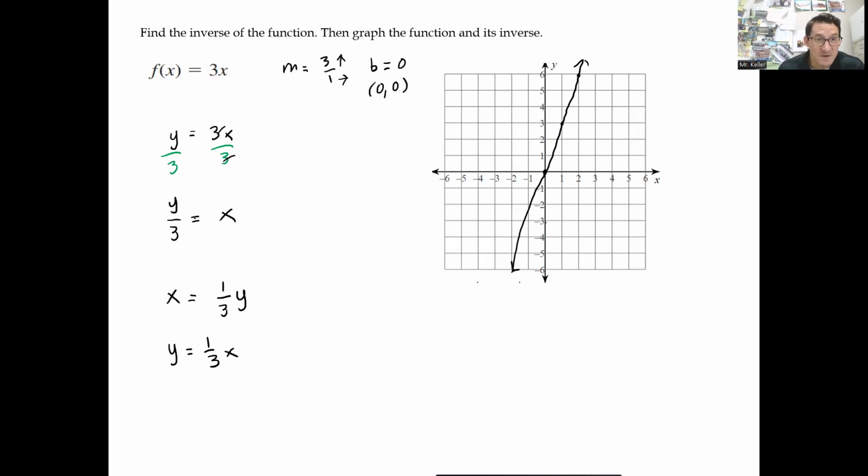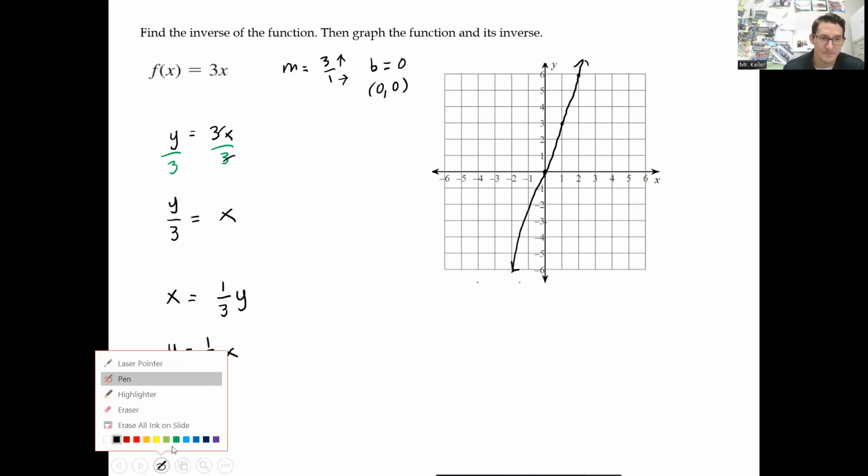So here is the inverse function. I just rewrote it so that the messy stuff, the fractions, is on the right side. That's how we're used to seeing it in y equals mx plus b form, slope-intercept form. And then I flip-flop the x and y just so we can easily identify the slope and y-intercept.